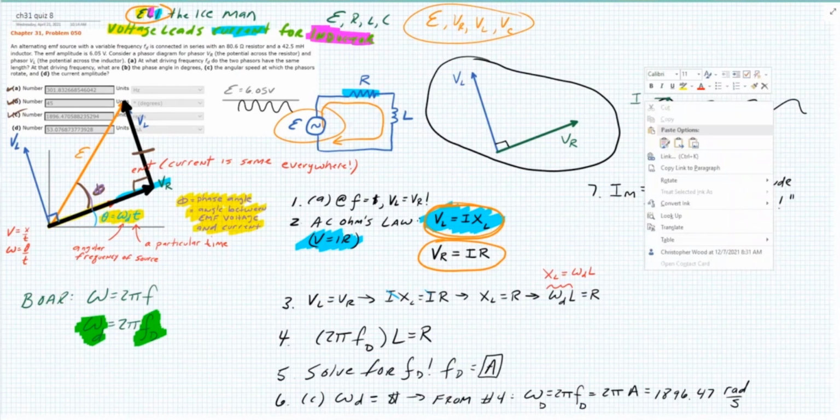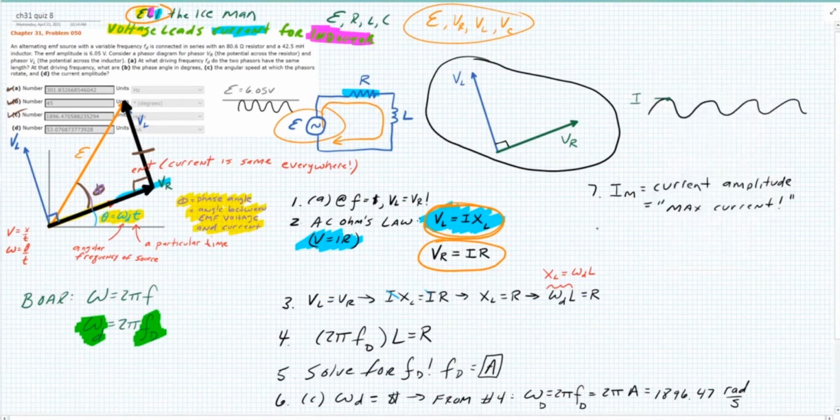Okay, so number 8. Let's use Ohm's law. What is the current amplitude? Here's AC Ohm's law.